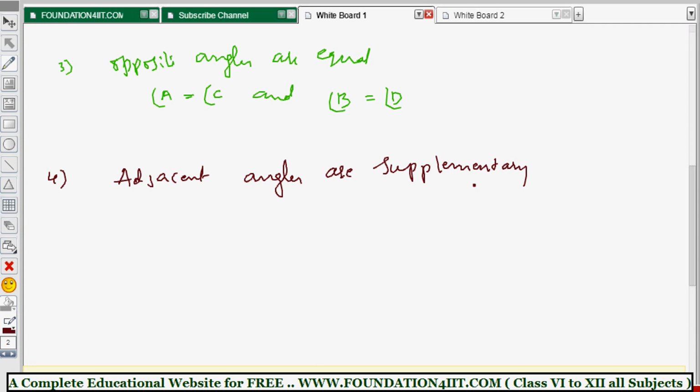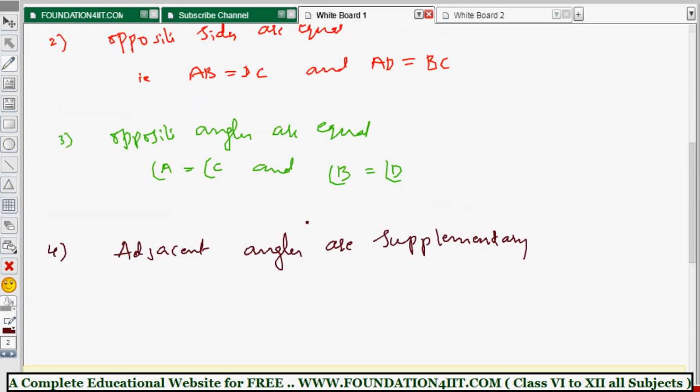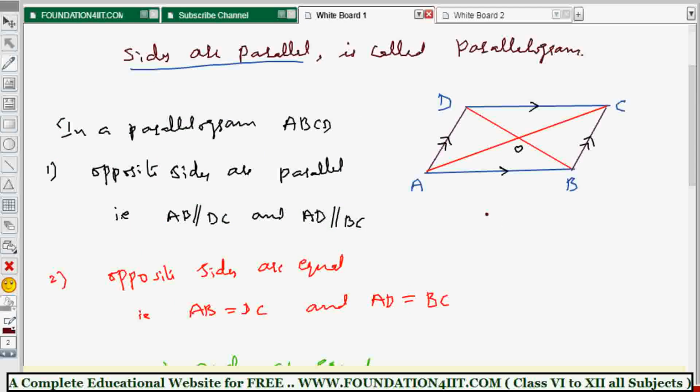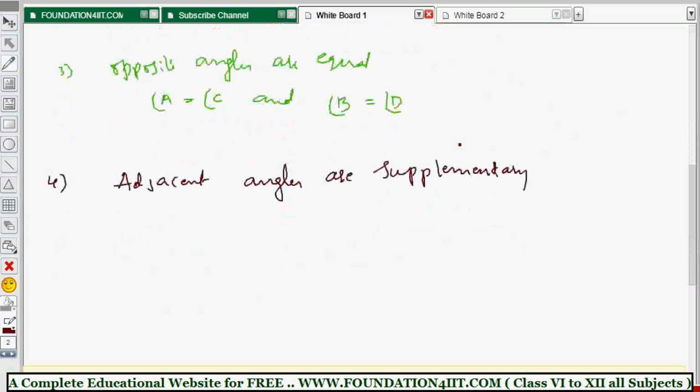Supplementary means the sum of the two angles is 180 degrees. You know already, and if the sum of the two angles is 90, that is complementary. So here adjacent angles are supplementary. Adjacent angles are A, B. When you observe, A and B are adjacent, B and C are adjacent, C and D are adjacent, and A and D are adjacent. So adjacent angles are supplementary.